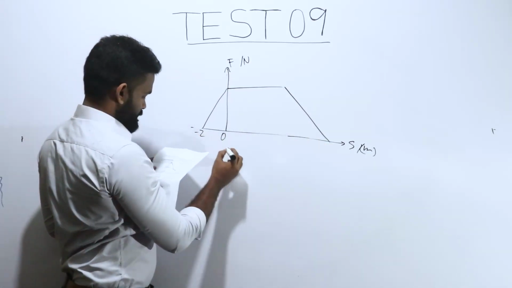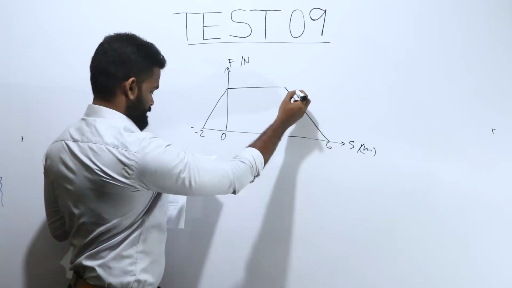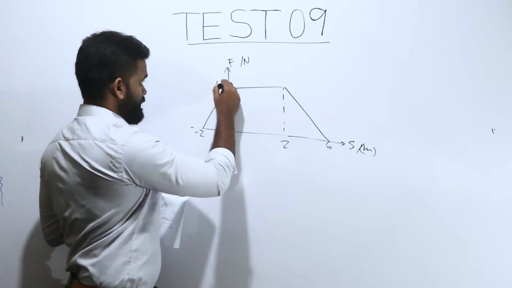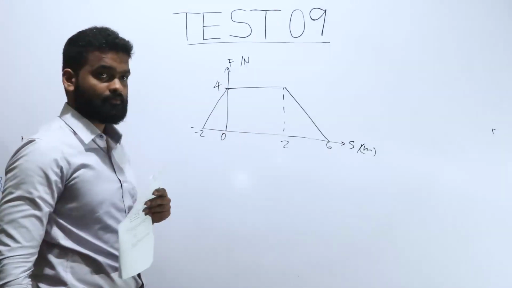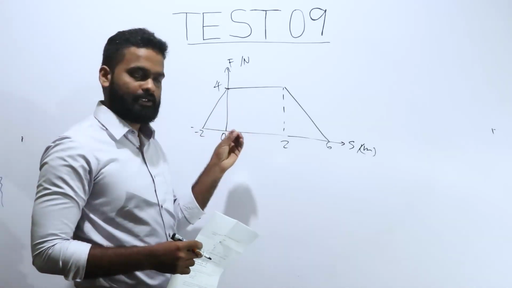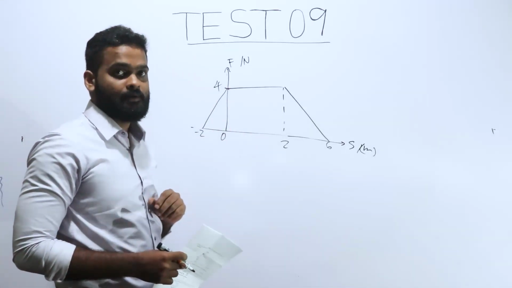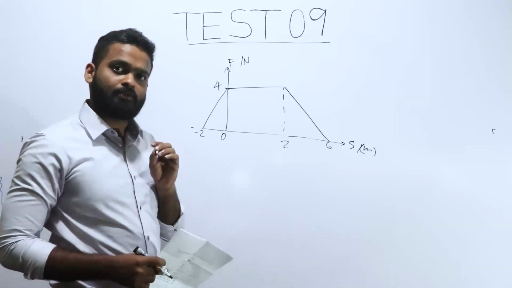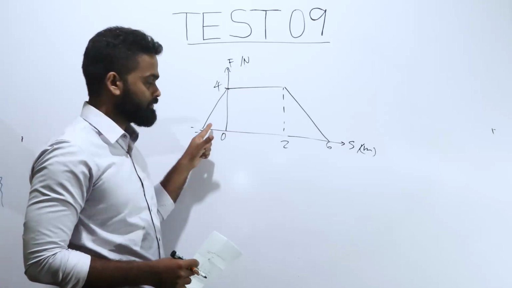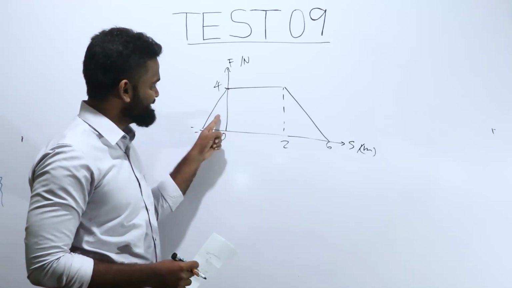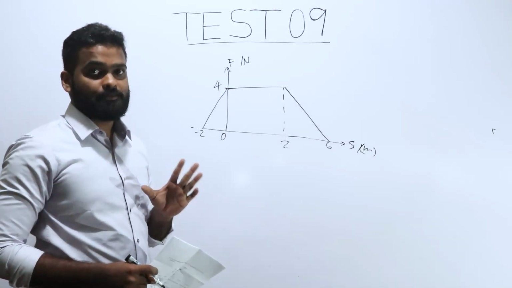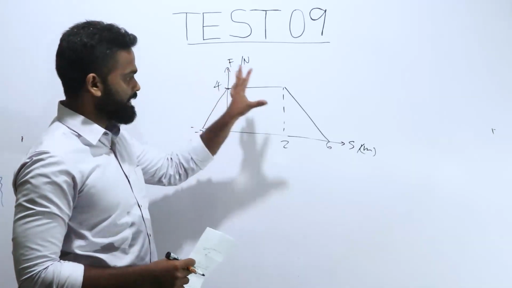This value is minus 2, this is 6. Then this value they have given as 2, and this value 4 here. So all you have to do is find the work, you just have to find the area of this graph. Some students mistakenly think that since this displacement is negative, you would have to subtract this area from this one. No, you don't have to subtract that. You just have to get the total area.